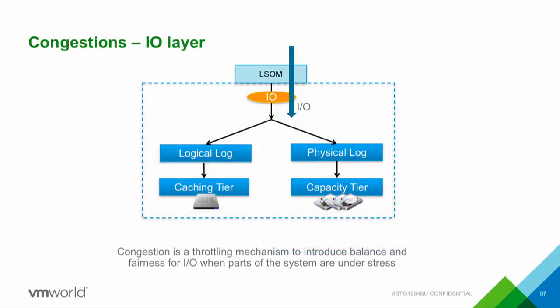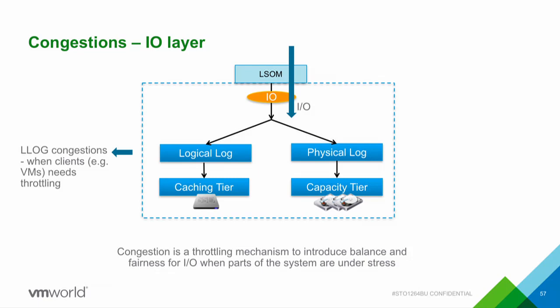So just to break down what LSOM is and where congestion can occur, when we do I/O to our physical disk layer, there's obviously the caching tier and there's the capacity tier. For the caching tier, we have what's called a logical log associated with it. This is in the case of crashes or whatever, to be able to know what we intended to write to disk and whether it made it to disk and so on. Now, we have another component called a physical log for the capacity tier. And in these areas, this is where congestion can arise.